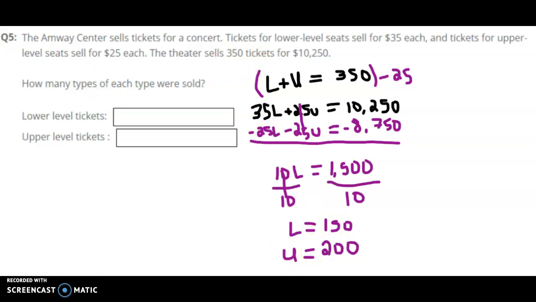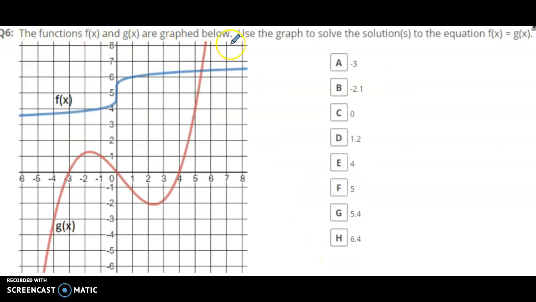to 200. 6. The functions f of x and g of x are graphed. Use the graph to find the solutions to the equation f of x equals g of x. When you're solving f of x equals g of x, you're looking for the x value. So we're looking for the x values here. And the solution is just where they cross each other, which is going to be right here, obviously. If you go down, it's past 5 somewhere. So the only solution for this is 5.4. 5 is too small, 6.4 is too big, and all of these are way off.